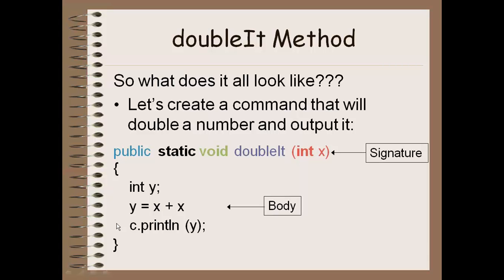Then what I do is inside the curly brackets, I'm going to place the body of my code, which is going to be whatever this method is going to do. In this case, I'm declaring a variable y, which I'm going to set equal to whatever the value x that they give me is going to be added to itself. So I'm doubling it. Then I'm going to print it to the screen.